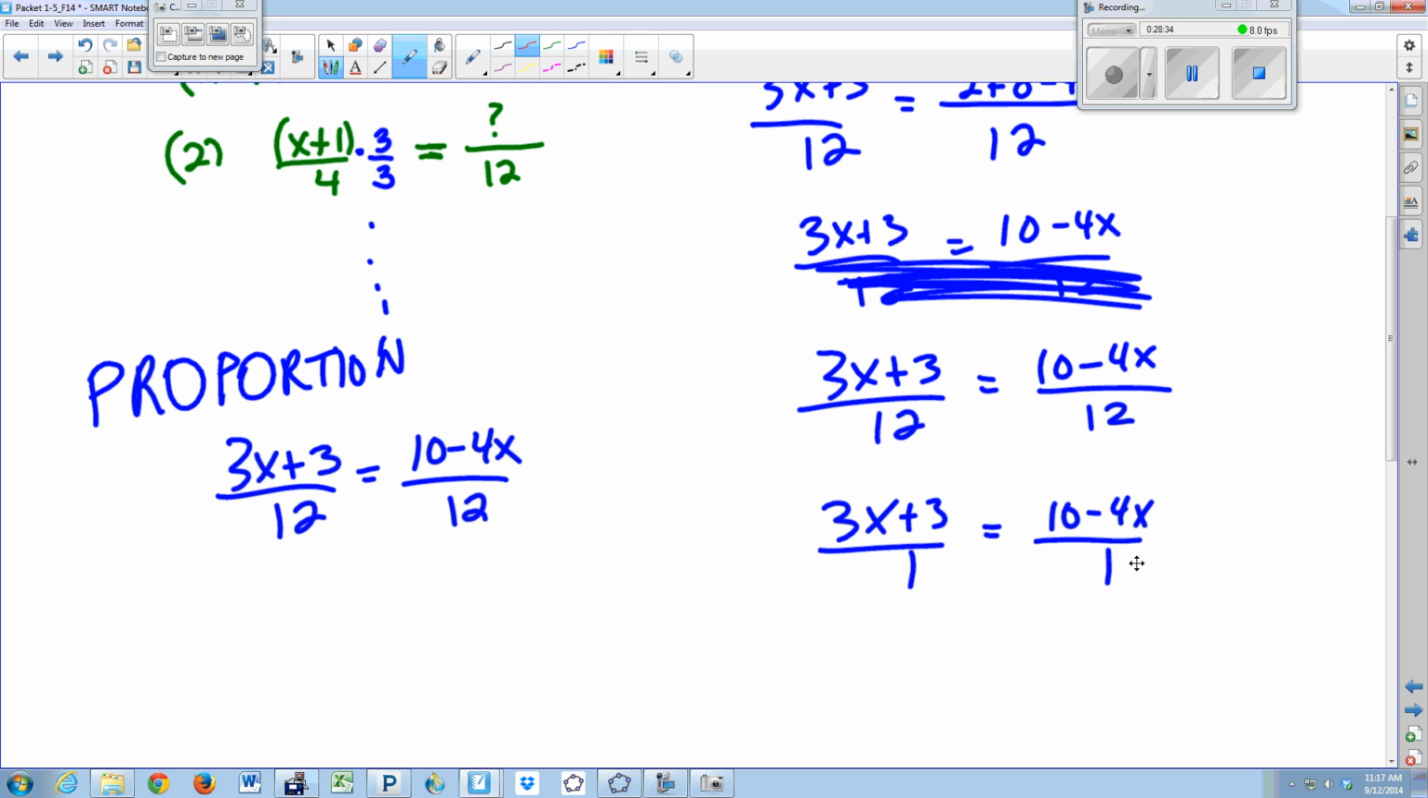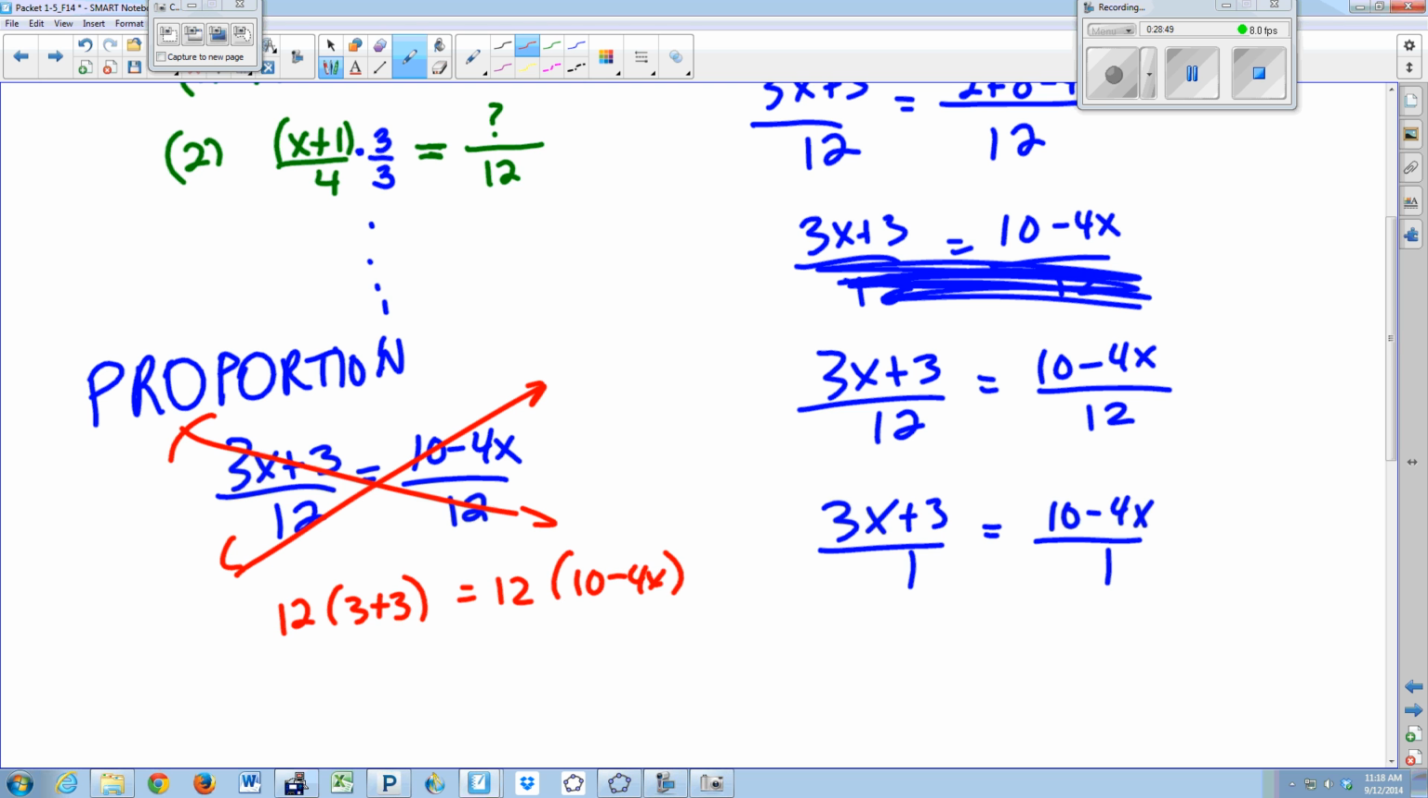What's that called, Katie? Cross products are equal. So this 12 times 3x plus 3, and this 12 times 10 minus 4x. And now I ask you, do you really need to, oops, I forgot my x here. Do you really need to distribute that 12 through? Couldn't I right now divide both sides by that constant 12 and get rid of it?